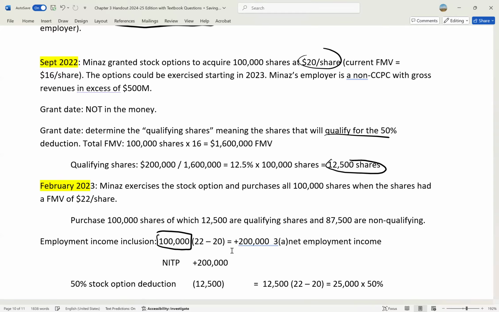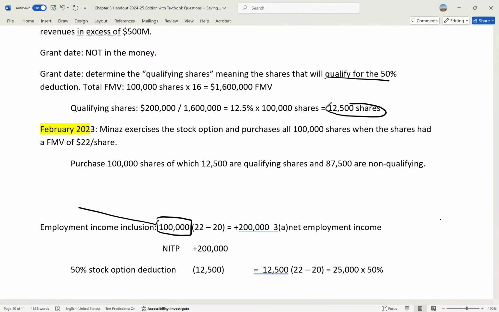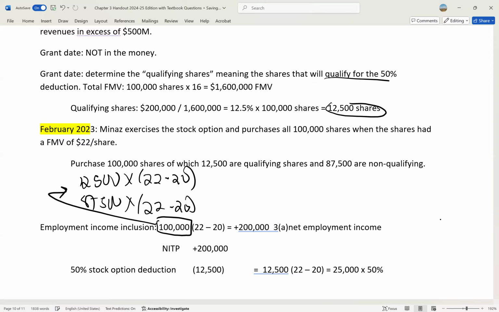So let me just show this another way, which might make it easier to comprehend. This 100,000 here, we can break it down. We can say 12,500 times 22 minus 20, and then 87,500 times 22 minus 20. And so the first one will be 25,000, and then the second amount is going to be 175,000. And so that's how we get the 200,000.